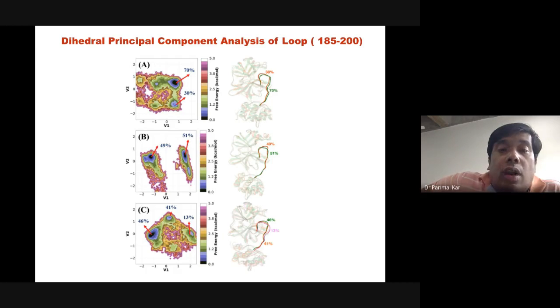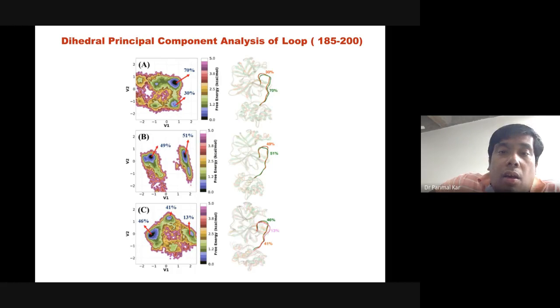Now the same thing we have shown. A corresponds to the free state, where there is no ligand bound to the protein. There you can see that two conformations are possible. There is one global minima, which is represented by 70% of the structures. But there is one more minima, a local minima, not a global one. It's not dark blue actually, but that is represented by 30% of the structures.